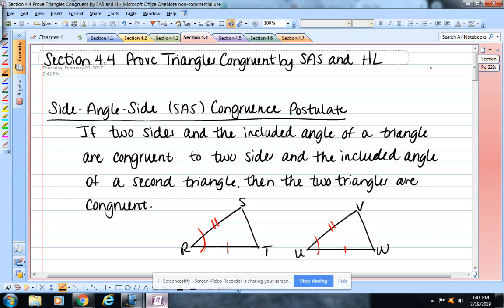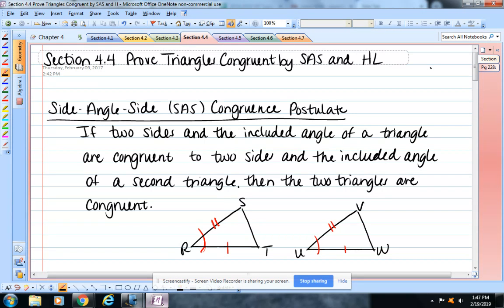Okay, so today we're going to show that triangles are congruent by using side angle side and hypotenuse leg. On Thursday of last week, we learned about the side postulate. If three sides in one triangle are congruent to three sides in another triangle, then those two triangles are congruent using side. Okay, so side angle side is the next way we can show triangles are congruent.